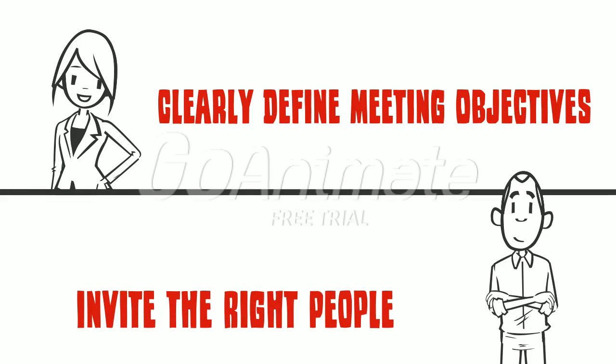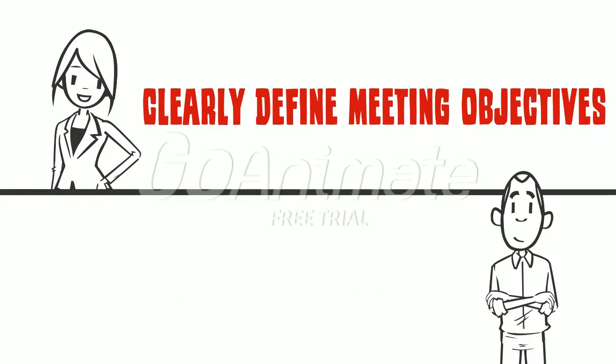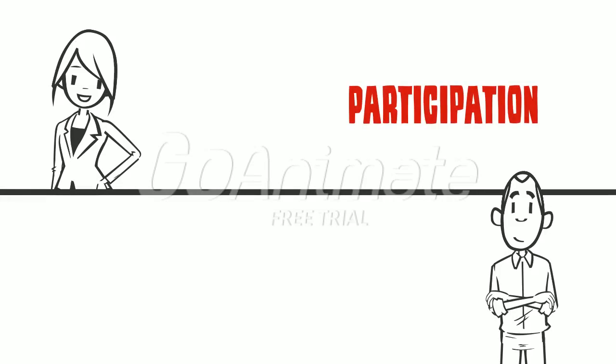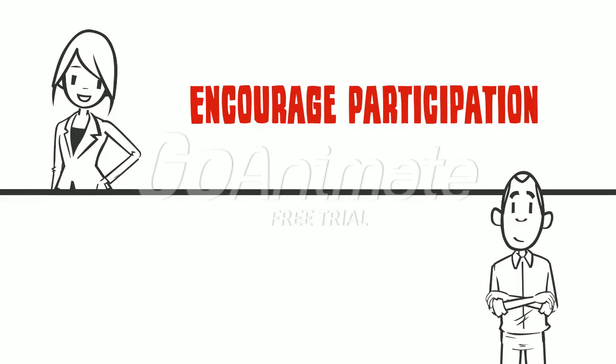Next, invite the right people. Once the project manager determines the meeting objective, it is important to invite the right people to the meeting. If the project manager fails to invite the people needed to complete the objective for the meeting, an extra meeting might result.